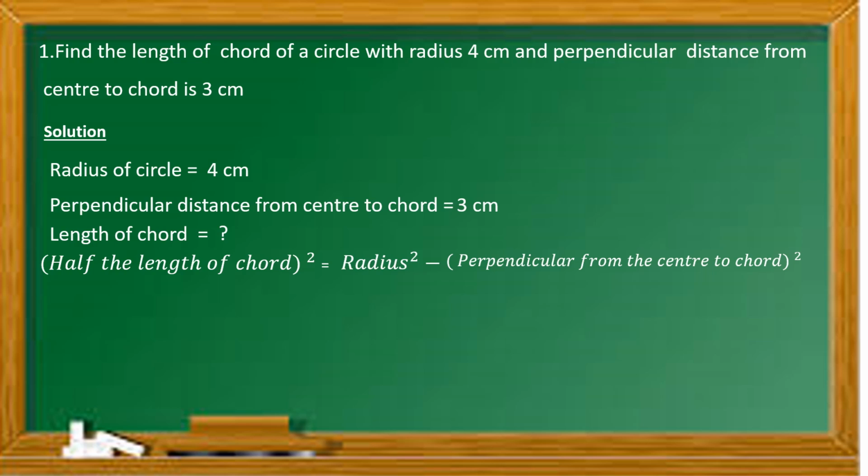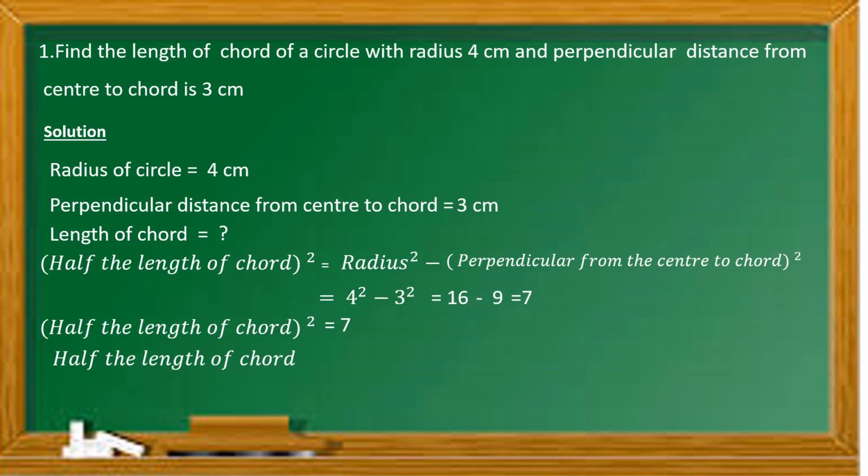Now, what will be the next step? Half the length of chord square, we don't know that. Radius is 4, so radius square will be 4 square. So, what about perpendicular from the center to the chord square? Yes, it's 3 square. So, what will be the next step? 16 minus 9, and that is 7. Okay. So, this is half the length of chord the whole square, isn't it? So, what will be half the length of chord? Square root of 7, isn't it? So, we got half the length of chord as square root of 7.